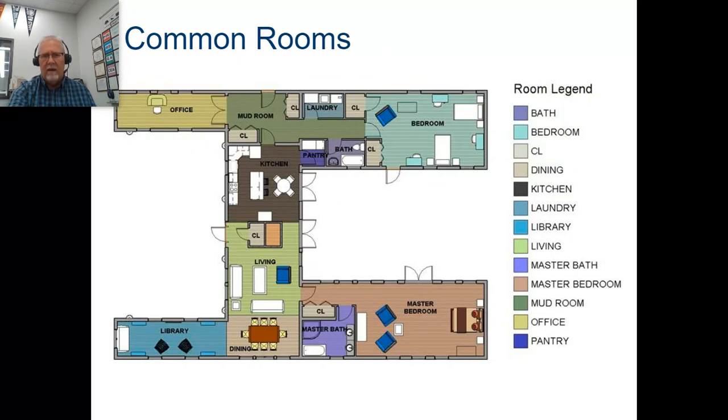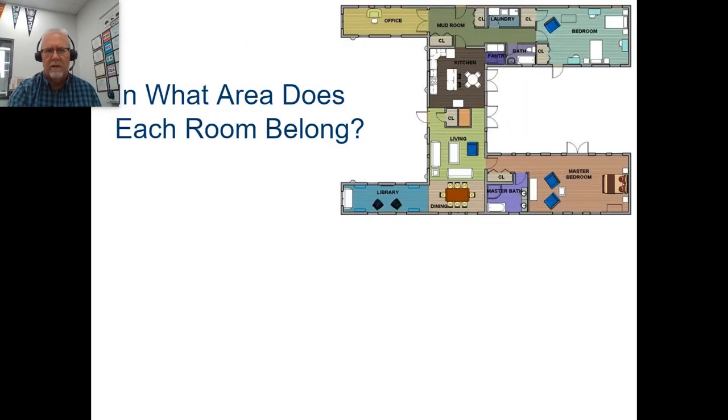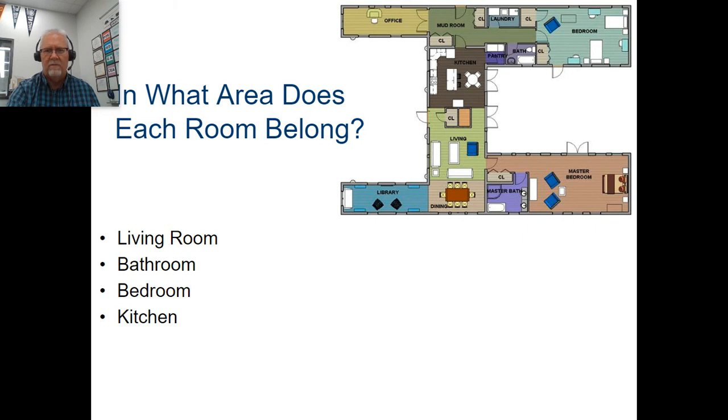All right, to kind of capture everything, what are the common rooms? We might have a room legend like this. If we look at all of these and we try and categorize them, what are the common rooms in our house? In what areas do each of these rooms belong? Well, where does the living room belong? Our living room, remember, is part of our living area. Bathroom, part of our service area. Bedroom, part of our sleeping area. Kitchen, back again to our service area. Dining room, that's part of our living area. Family room, also part of our living area.